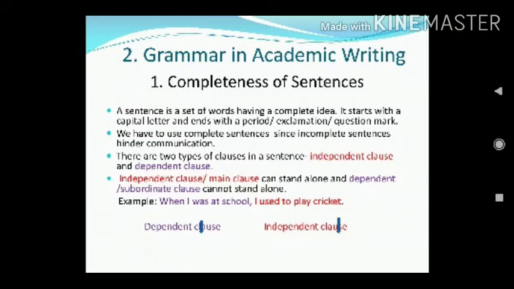It has two clauses. The first part, when I was at school, does not convey a complete idea, so it is a dependent clause. It has meaning only when we add an independent clause to it. The second part, I used to play cricket, gives a complete idea and it can stand alone, so it is an independent clause. So we must be careful not to present dependent clauses as complete sentences in our writing.